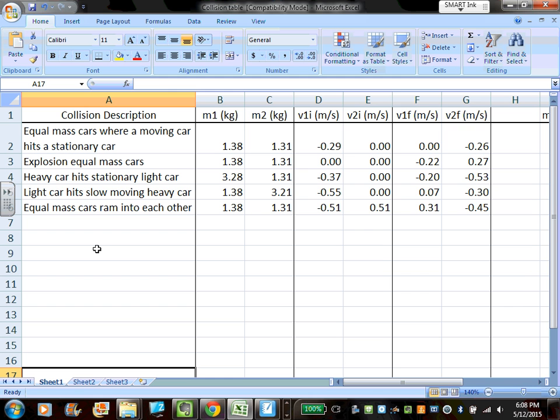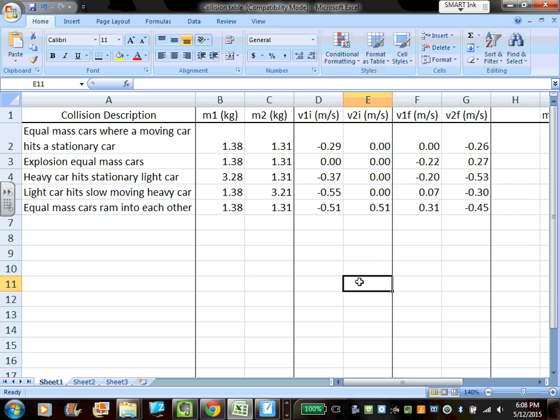And my data table looks just like your data table, right? Like I've described the collision, we've got the values of the masses, we got the velocities before the collision, and we got the velocities after the collision, right? So let's start looking at this and seeing if we can get any kind of meaningful relationship out of all of these masses and all of these velocities, okay?